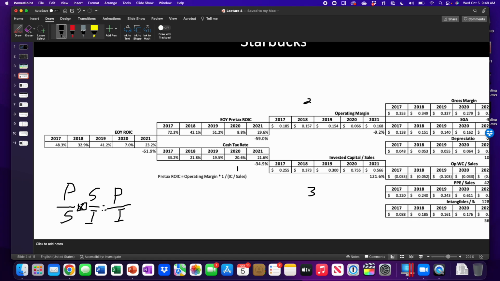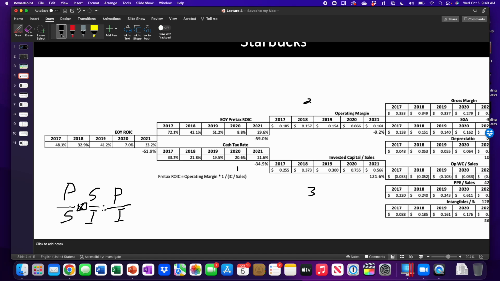So back to the drivers we just identified, the operating margin. Operating margin of Starbucks went from 18.5 cents, which means they made 18.5 cents when they sold a cup of coffee after they paid their operating expenses, to 16.8 cents per dollar in 2021. That 9.2% drop in operating margin over the 5 years hurt their pre-tax ROIC. They're making less at every sale. Okay? Driver number 3, invested capital to sales.